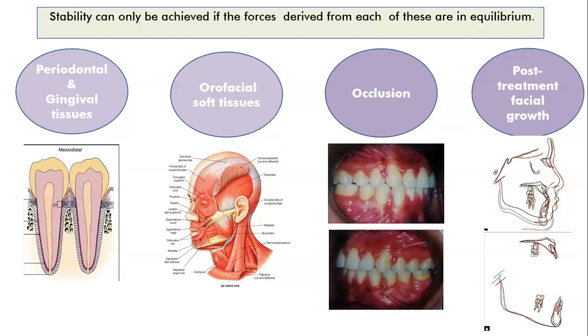Now, occlusion. What are we talking about in terms of occlusion? The keys of occlusion being maintained. Also, the centric occlusion that is being considered, and good intercuspation. If all that is not there, and what are we talking about? Relapse due to post-treatment facial growth. What is this?